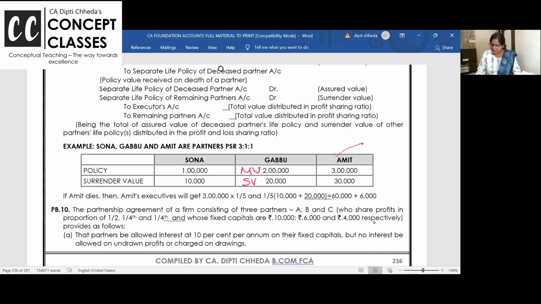A died. So his policy, maturity value. Yes. His policy's maturity value. And remaining two partners' policies 10 and 20 surrender value. For both of this, what is his share? A का share कितना है? 3:1:1 में 1/5. Not able to write. 1 second.